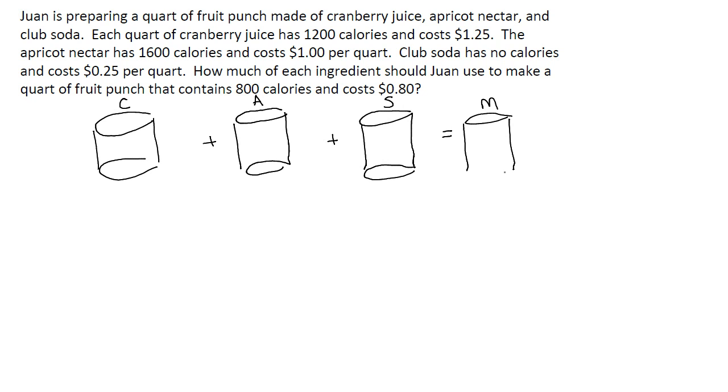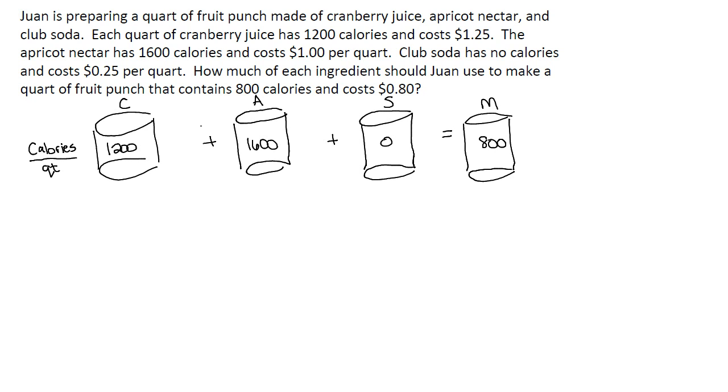In this case, I know that cranberry juice has 1,200 calories per quart, so I'm going to call this my calorie level. Calories. That's per quart, by the way. So calories per quart. Apricot nectar has 1,600, and club soda has none. The mix, we want 800 calories per quart.